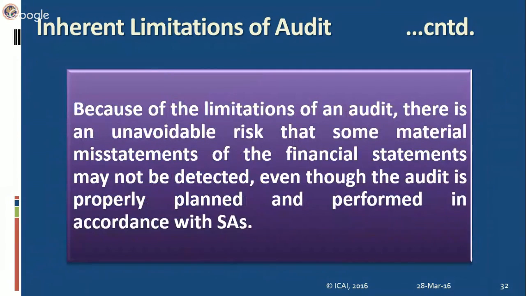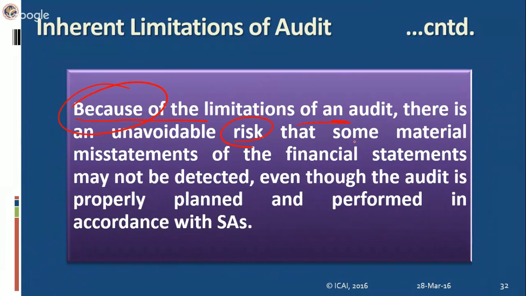Because of the limitations of an audit, there is an unavoidable risk that some material misstatements of the financial statements may not be detected. This is the impact, students, we are studying. Because of the limitations of audit, risk would be there. Because audit has its own limitations, when anything has limitations, then risk will be there. This is automatic.